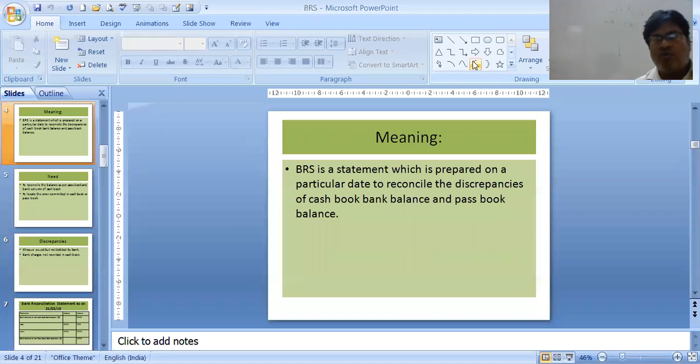First of all, you should know what is the meaning of Bank Reconciliation Statement. Bank Reconciliation Statement is a statement which is prepared on a particular date to reconcile the discrepancies of cash book, bank balance, and passbook balance.